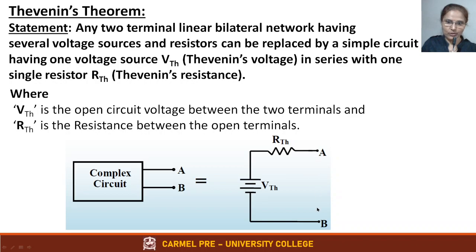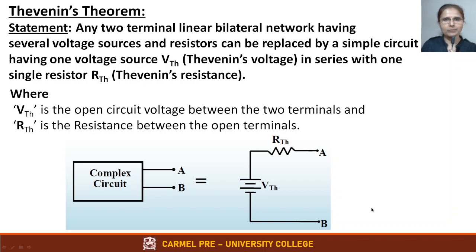If you put RL over here, then you can find the current through the load resistance and the voltage across the load resistance. How to do that? When the load resistance RL is connected, these two resistors will be in series, so you need to add them. You will have only one loop, and the load current IL is VThevenin divided by RThevenin plus RL. The voltage drop across RL will be the current IL multiplied by RL, that is IL into RL, which is the load voltage VL.